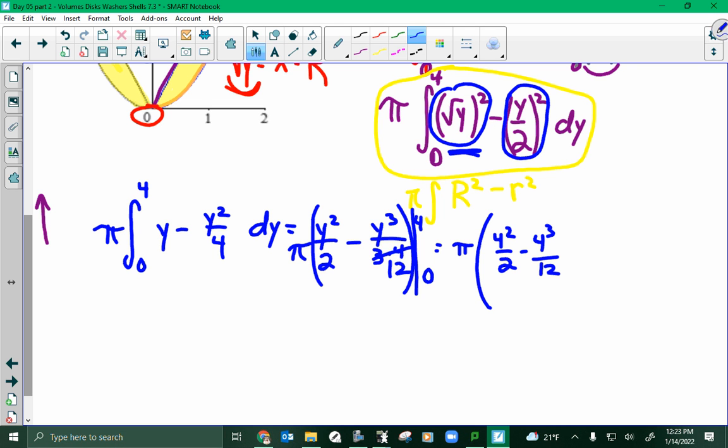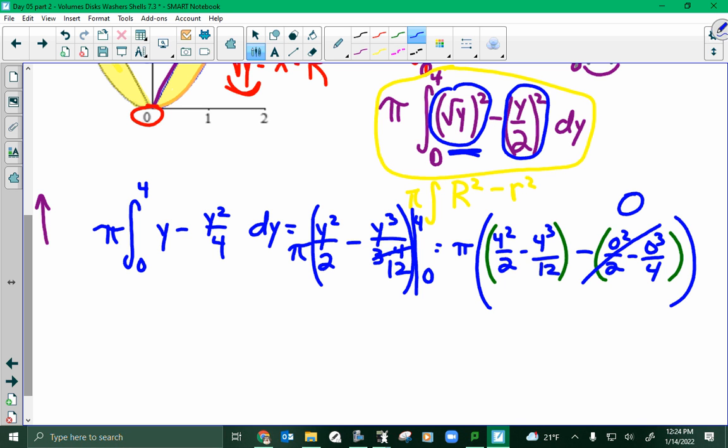All right? We'll do this in a different color. Here's putting in the 4s minus putting in the 0s. And you know how much I love putting 0s in, because now I got 0 squared over 2 minus 0 cubed over 12. That just turns into a big old 0. So let's simplify. We have 16 over 2 minus, what is that, 64 over 12.